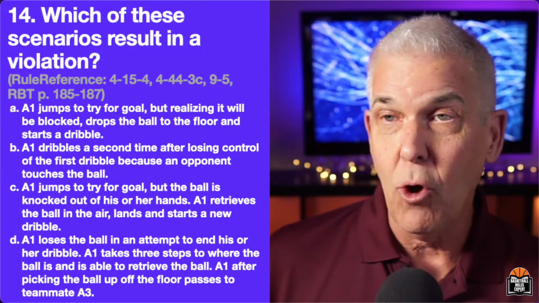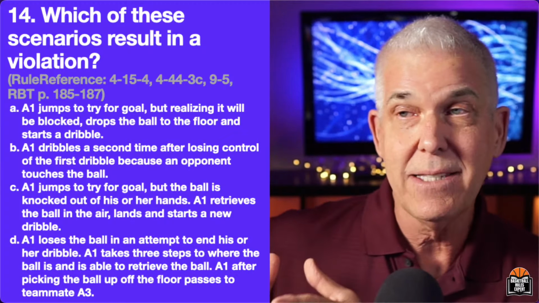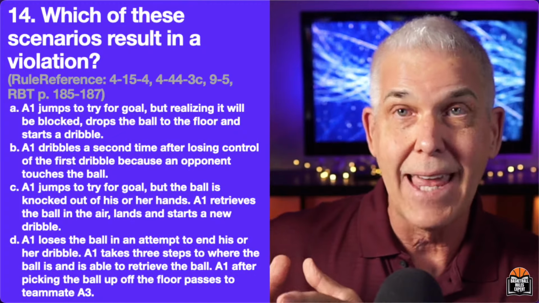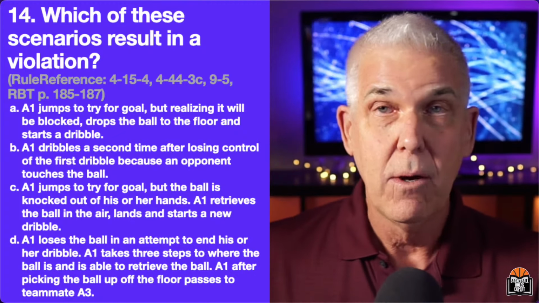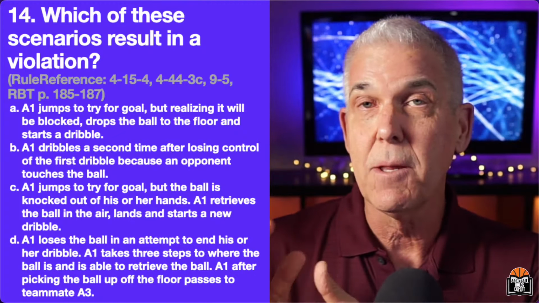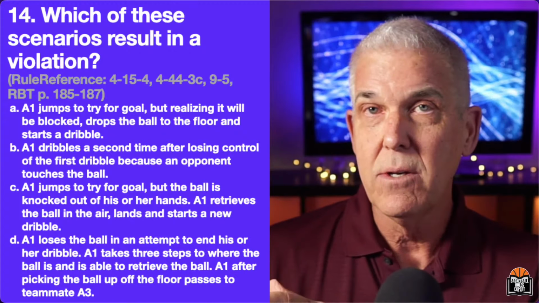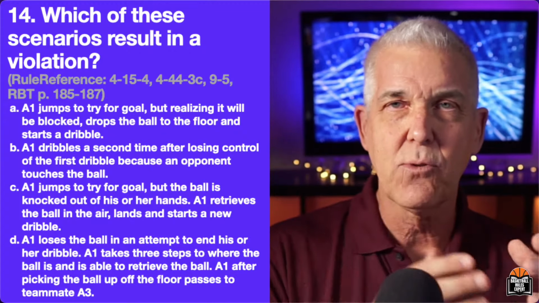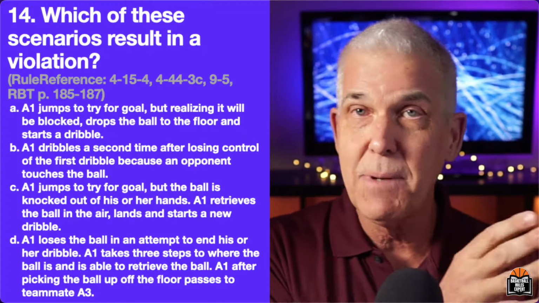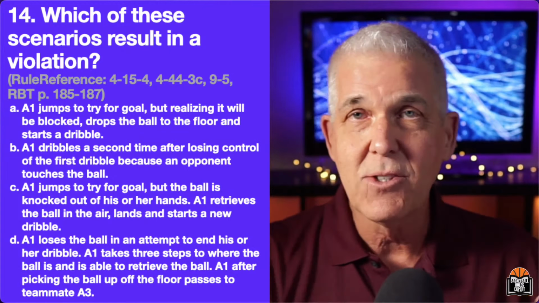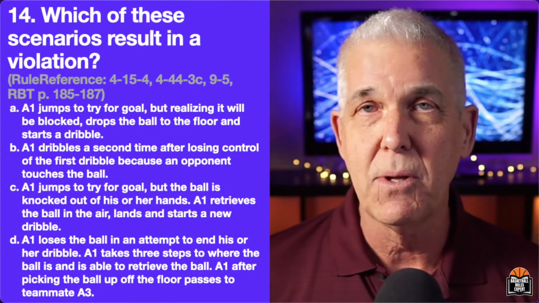A1 jumps for a try for goal, but the ball is knocked out of his or her hands. They retrieve the ball in the air, land, and start a new dribble, right? They had terminated their dribble, but the ball was knocked loose. So any previous restriction upon dribbling is ended because that has all ended, and they can begin a dribble anew.